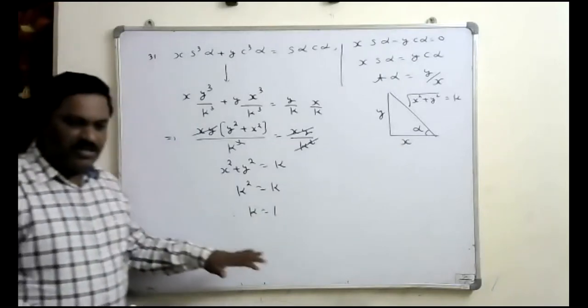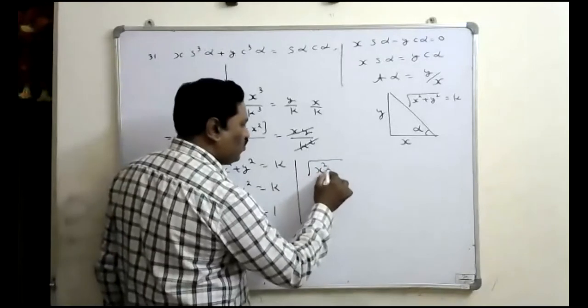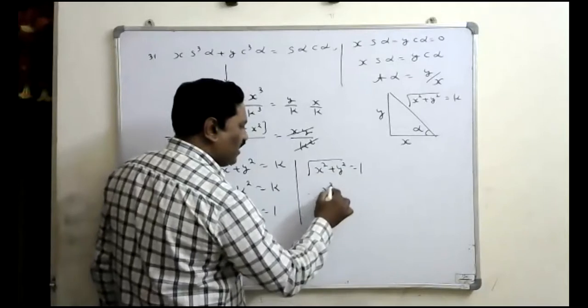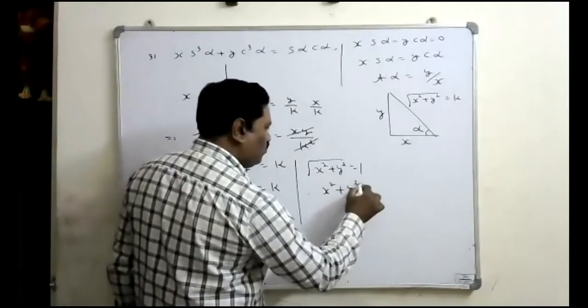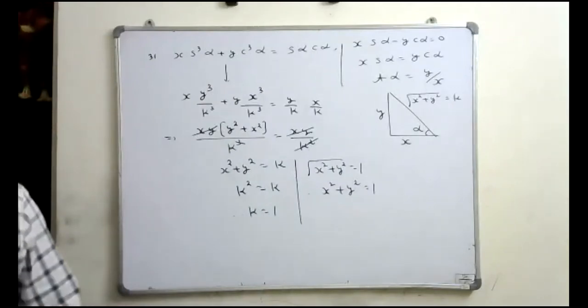So k value we got is 1, where k means we have taken that root x square plus y square value is 1. Therefore, squaring it on both sides, x square plus y square is equal to 1. This is the answer. Take that.